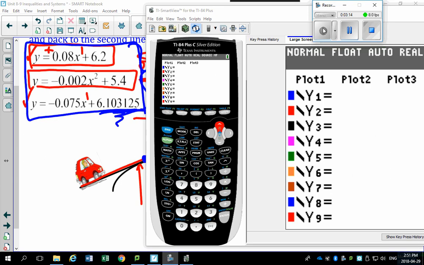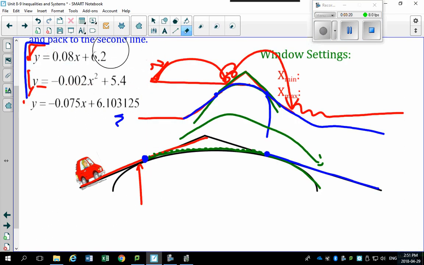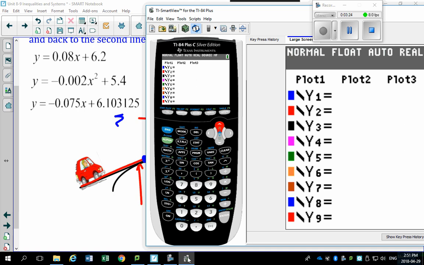All right, so I've got my calculator ready to go. I want to make sure that I don't mess up by not seeing these equations right. So I'm going to erase that, bring my calculator back up, and I'm just going to put them in. Here's my y1, 0.08x plus 6.2. Put the next one in exactly the same way. I'm going to pause the podcast right here. I'm going to put these equations in, and I'll be back in a half a second.